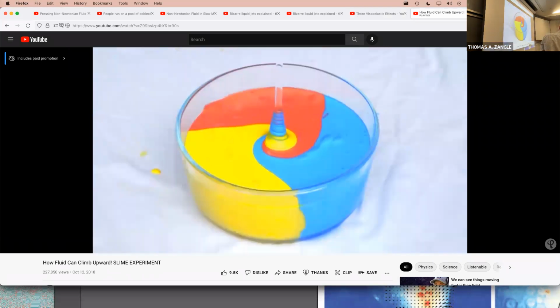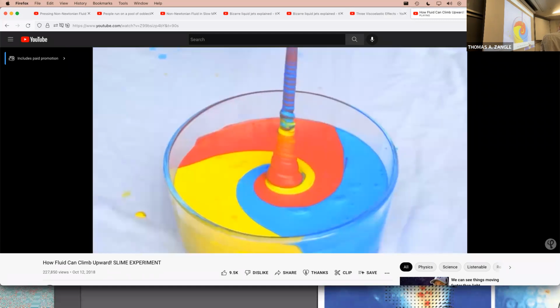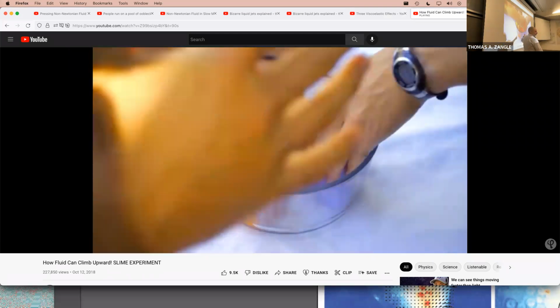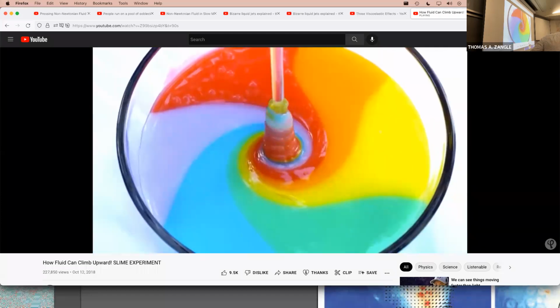Starts with a really cool visualization. So it's basically like Elmer's glue that's been dyed. It's like slime. Why does this happen? What is the Weissenberg effect? Besides just another effect named after some dude.